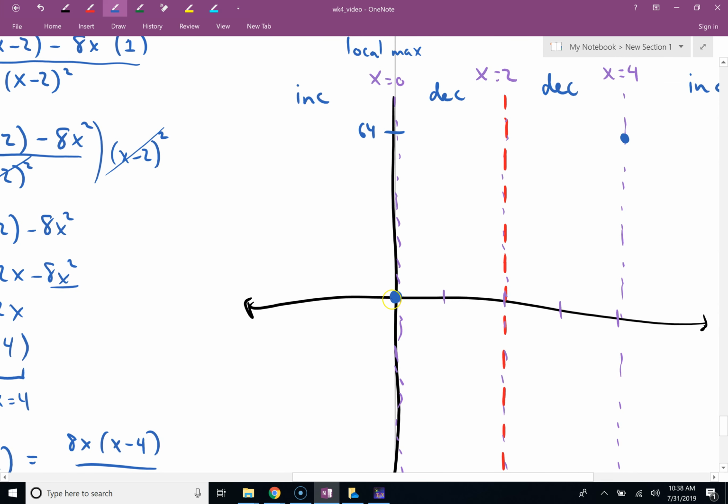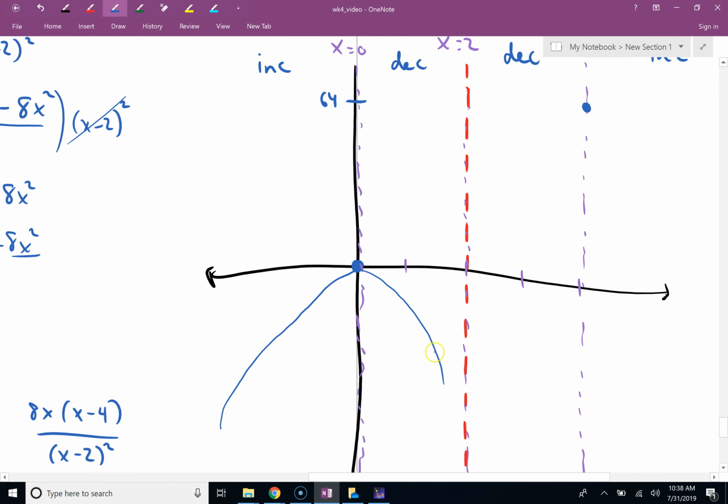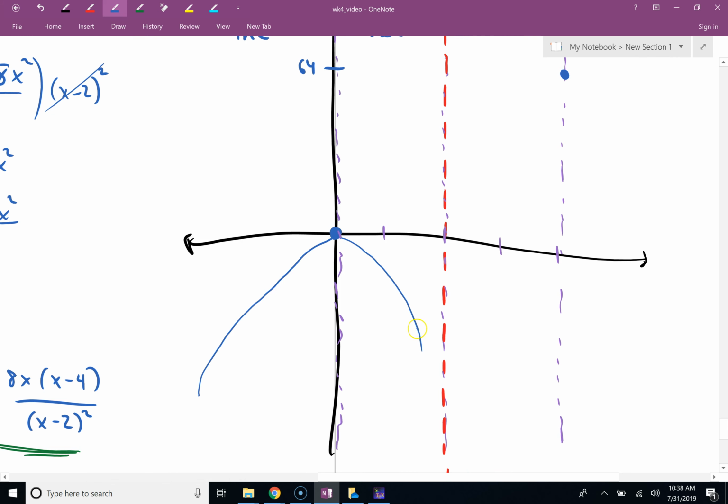Remember, to the left of this one, I need to have an increasing function. So maybe I'll have increasing, and it needs to hit this point here. So maybe something like this. After this, we have decreasing, so it needs to be going down. And remember, we have this asymptote here. So let's get closer and closer to this asymptote, and we're not going to be touching it, but it goes maybe something like this.